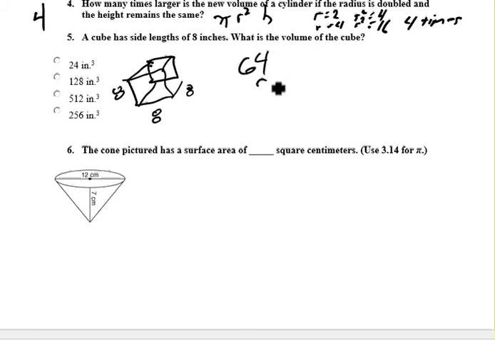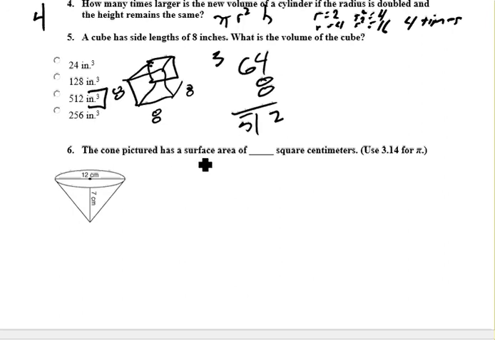8 times 4 is 32. Carry a 3. 48 and 2, 51. I get 512 right here, and it's cubed because it's a cube. So it's centimeter or inches cubed. Okay. Picture the cone picture has a surface area of.